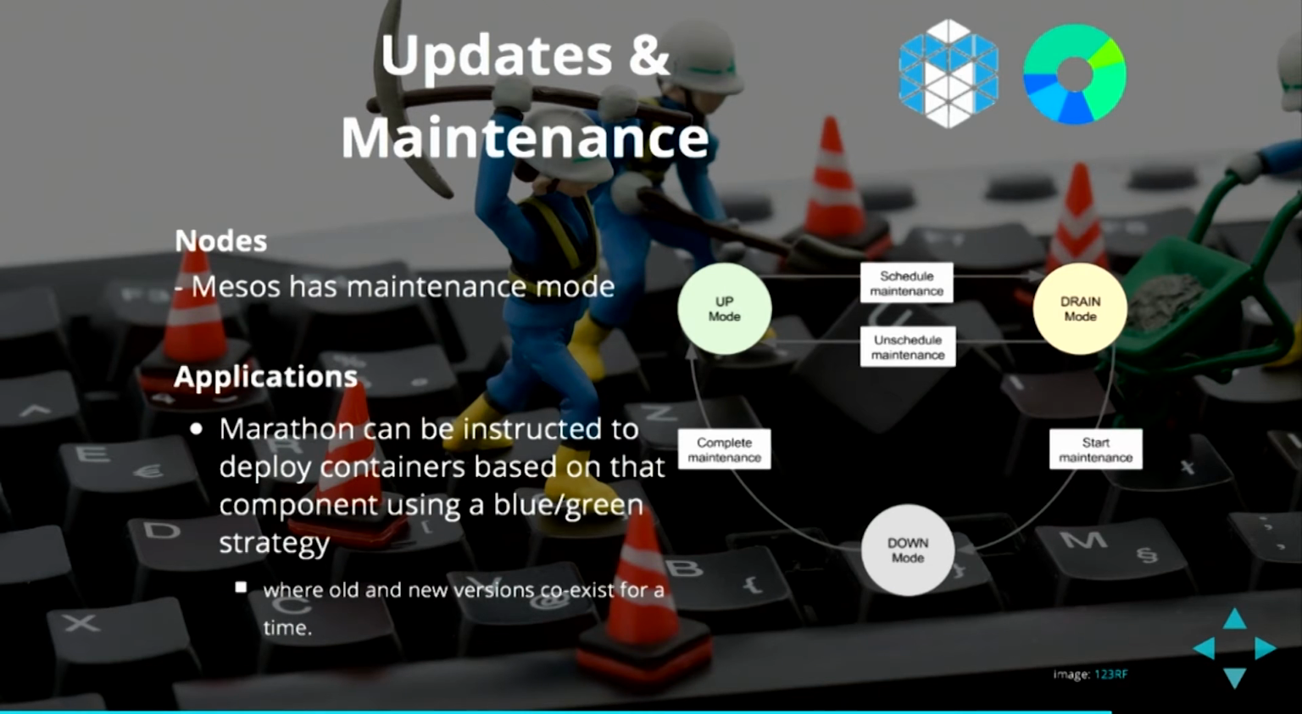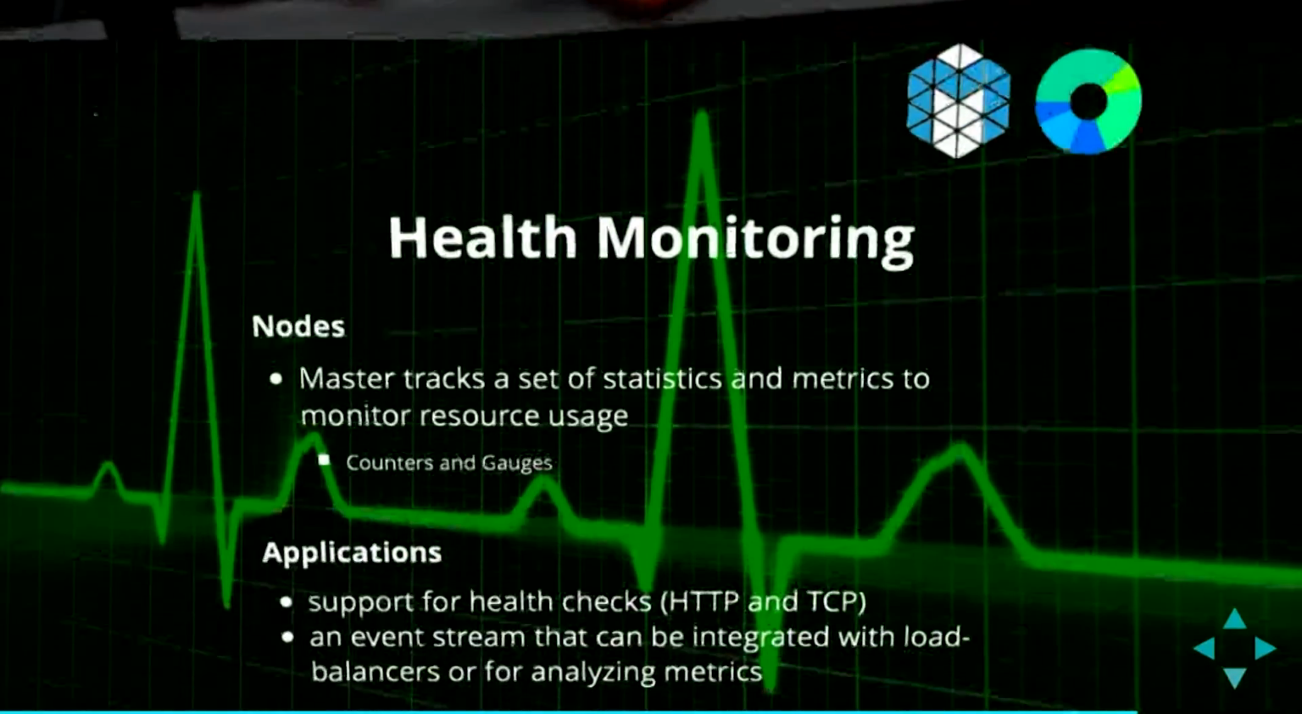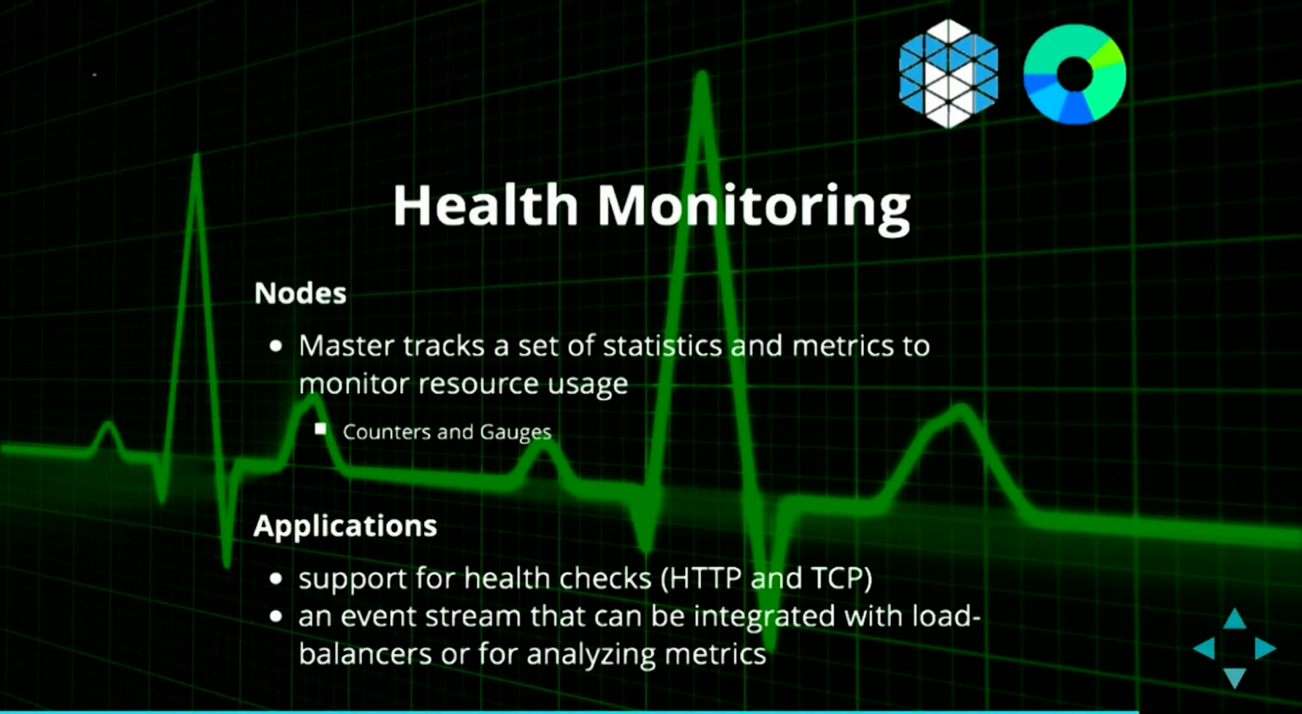Marathon specifically does provide a lot of faculties around applications and what applications need. We talked about some of those with Kubernetes. Some of those here are blue-green deployments, canary deployments, that type of thing. So health monitoring: there's kind of a check in the box for Mesos and Marathon here as well. The Mesos master does keep a variety of statistics and metrics by way of counters and gauges of the resource consumption of the hosts in the cluster. At an application level, Marathon provides again those health checks that we talked about with Kubernetes, both HTTP health checks and TCP health checks. It also provides an event stream that you can integrate into load balancers, so you can analyze your metrics.